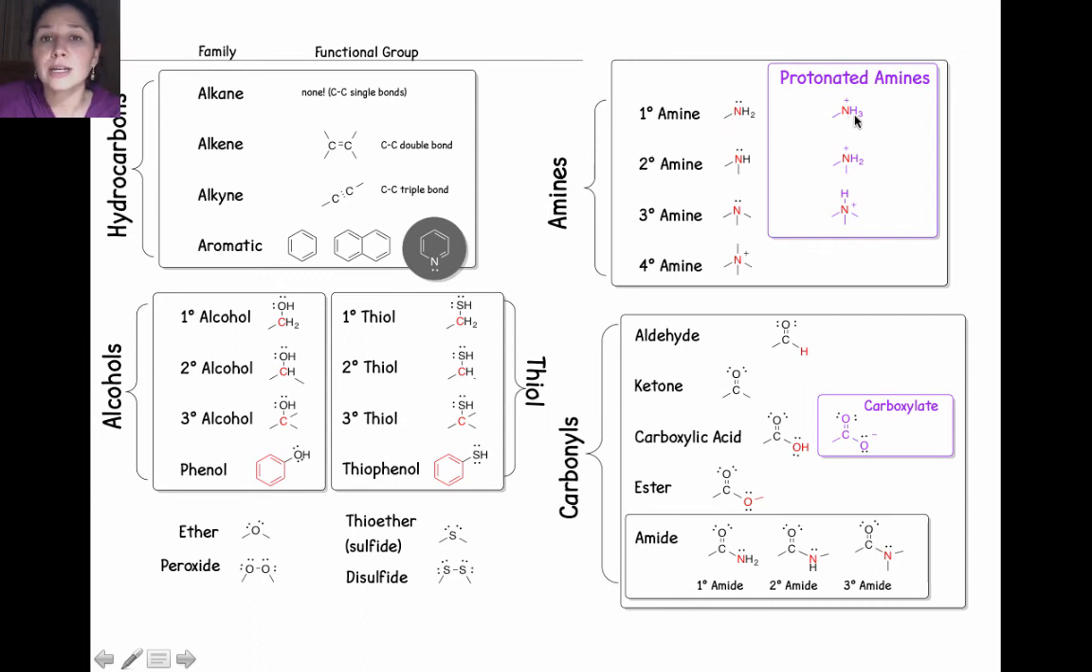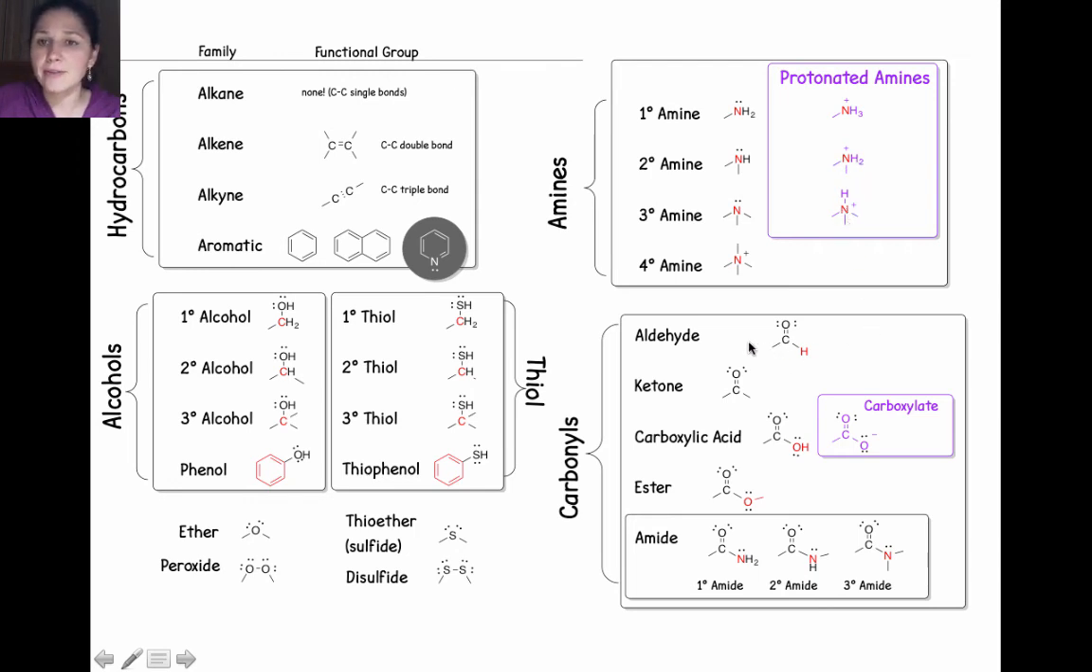Here's a protonated, basically a proton. It has an extra hydrogen. Proton and hydrogen are the same thing. It's a protonated amine. It's still attached to one carbon, so it's a primary protonated amine. This is a secondary protonated amine and a tertiary protonated amine.